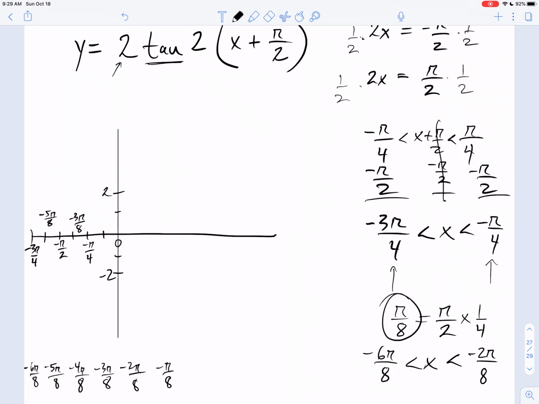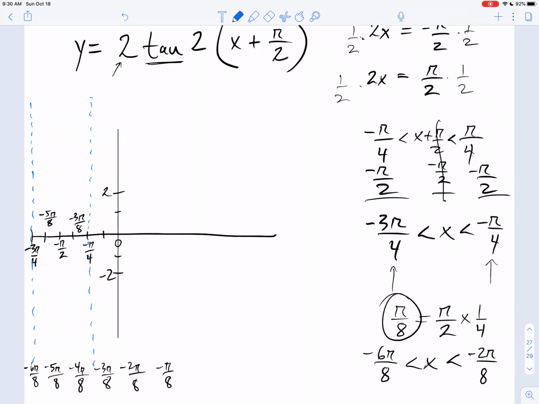Now remember, that is asymptote, asymptote, and there's my 1, 2, 3 in the middle. Remember, asymptotes on either side, then 1, 2, 3 in the middle. Asymptote, asymptote, 1, 2, 3.